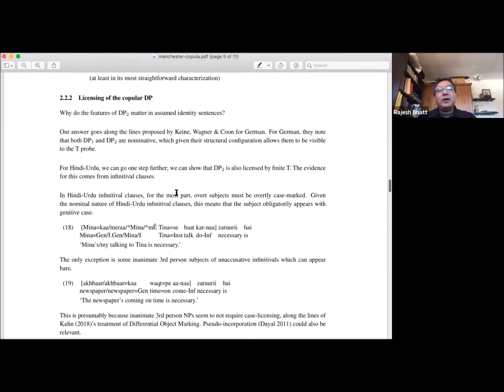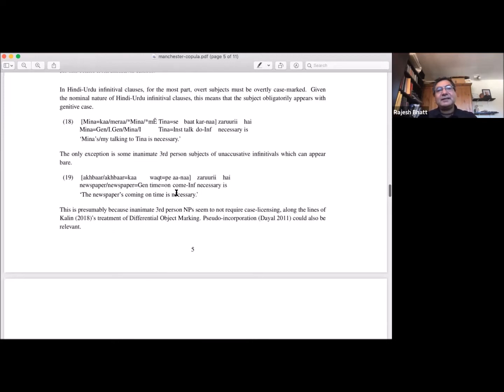Okay, that's the mystery. So here we play with an idea suggested by Wagner and Kuhn, and basically what they point out is, look, DP2 is nominative in German and not in English, and that is what is relevant. We think they're on the right track, but it goes even further in Hindi. What we can show is that DP2 is also licensed by finite T. And the evidence for this is going to come from infinitival clauses, where there is no finite T.